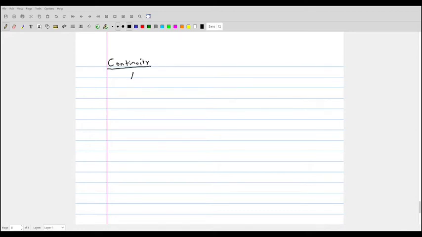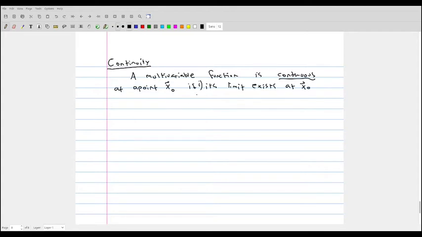Specifically, we say that a multivariable function is continuous at a point x naught if its limit exists at the point, that's the first thing that has to be true, and we also have to have that the value of the function is equal to the limit at the point.